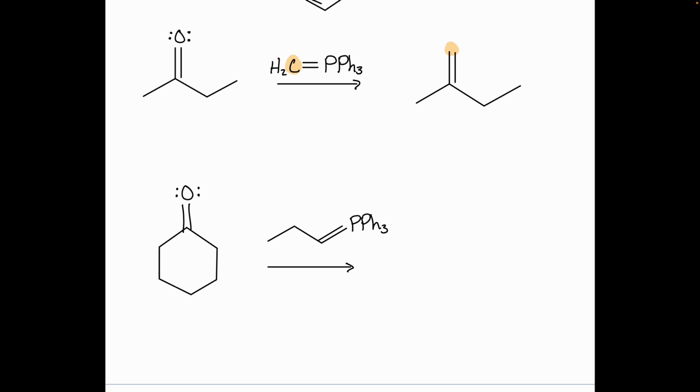All right, so we're going to take that carbonyl group, and instead of having a carbon-oxygen double bond, we're going to have a carbon-carbon double bond. All right, and I need to include all 1, 2, 3 carbons from my Wittig reagent. All right, but we're going to make a new alkene from our ketone here.